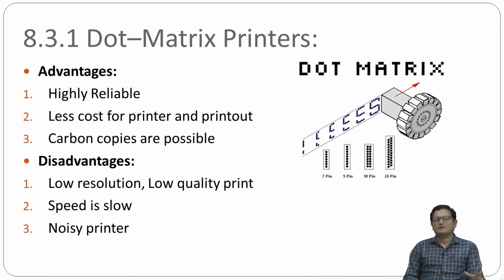Okay, but there are several advantages. This type of printer is highly reliable, you can take a less costly printout, and you can also take carbon copies from this, right? What are the disadvantages of using this printer? It's a low resolution printer, the quality of the printout will be low, the speed of the printer is low, and the main drawback of this particular printer is that it's very noisy. So during the printout you will get a lot of noise.